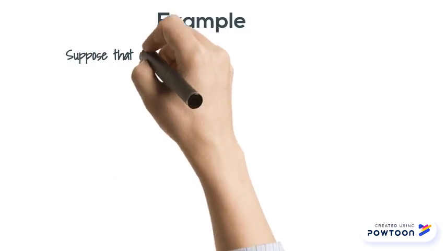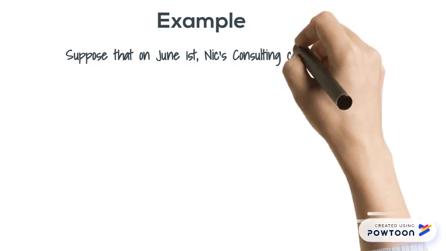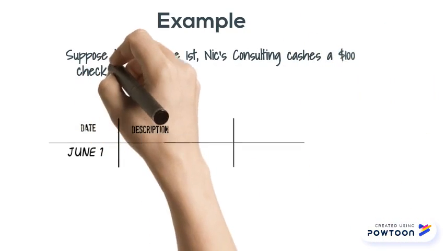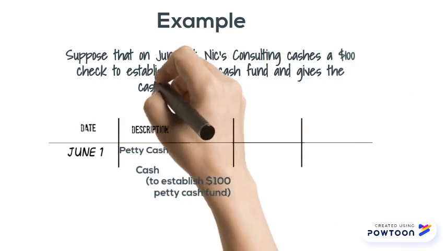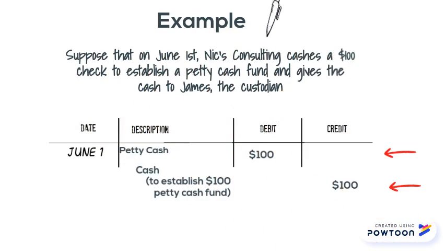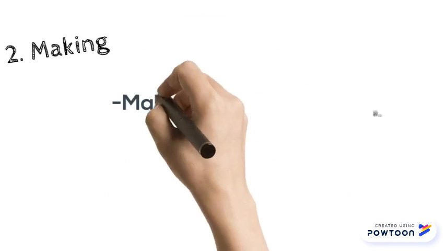For example, suppose that Nick's Consulting cashes a $100 cheque to establish a petty cash fund and gives the cash to James, the custodian. $100 of cash is used to establish the fund. Therefore, it is credited on the general journal, and as a result, the petty cash fund increases and is therefore a debit. This cash is then used to pay for expenses.